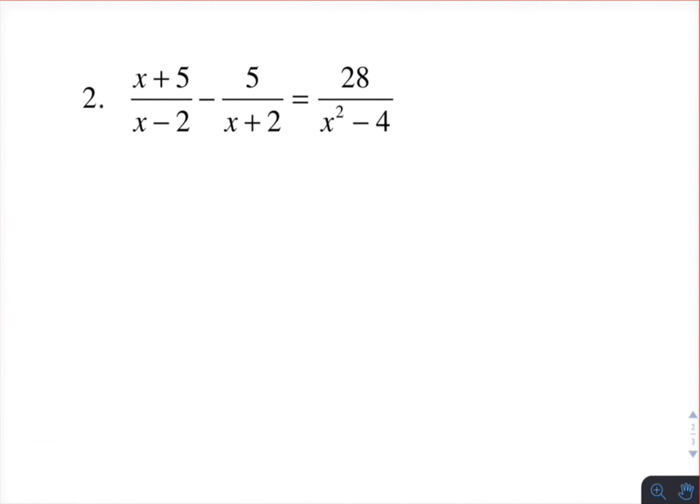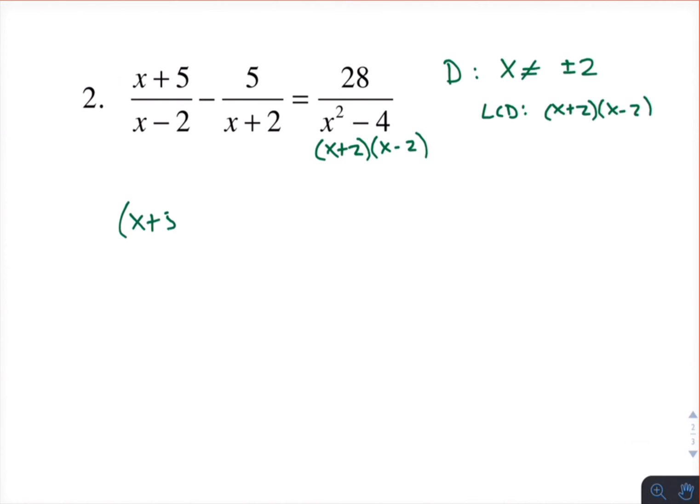In this example, again, we're dealing with fractions, so we're going to multiply through by the LCD. But notice first and foremost that our domain is x cannot equal plus or minus 2. And we should probably factor this. And so we can see that our LCD is x plus 2 times x minus 2. And I'm going to multiply the entire equation by x plus 2 times x minus 2. So I end up with x plus 5 times x plus 2 minus 5 times x minus 2 equals 28.